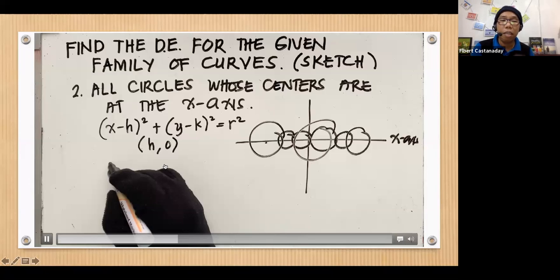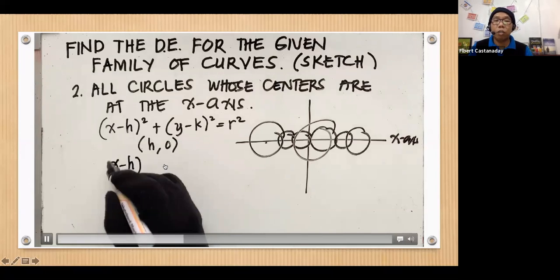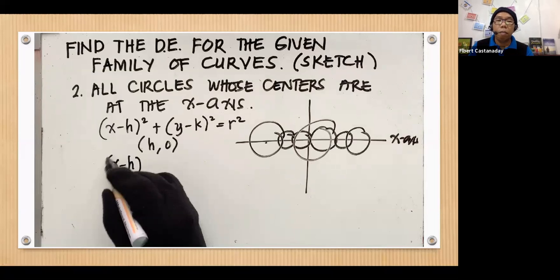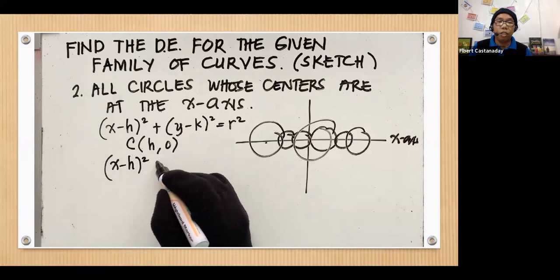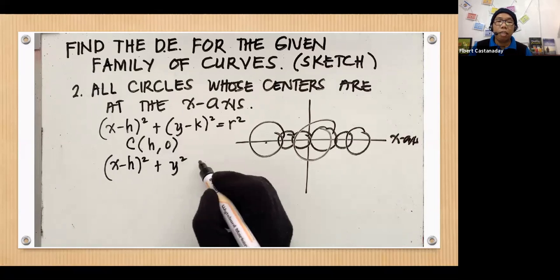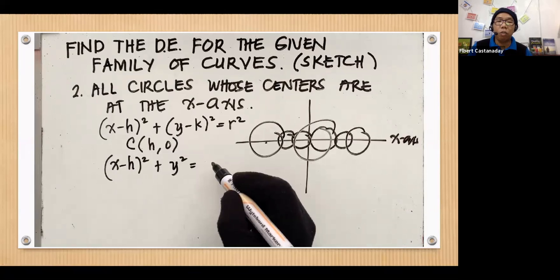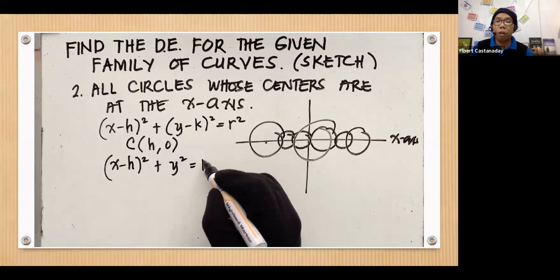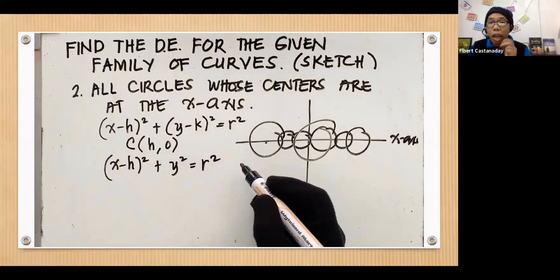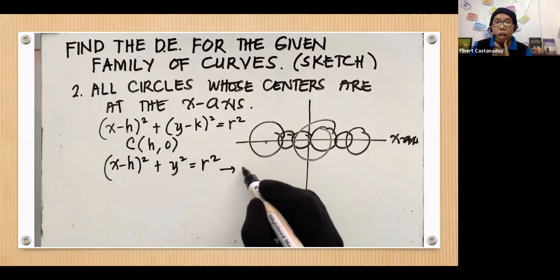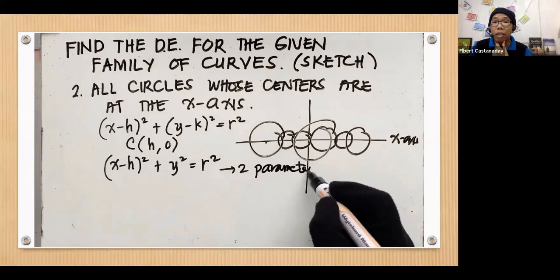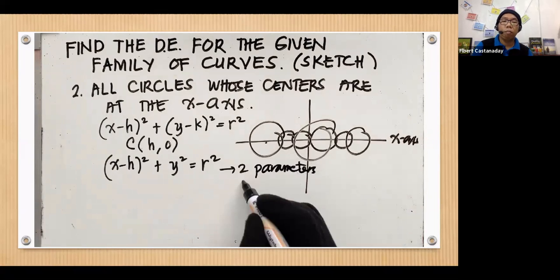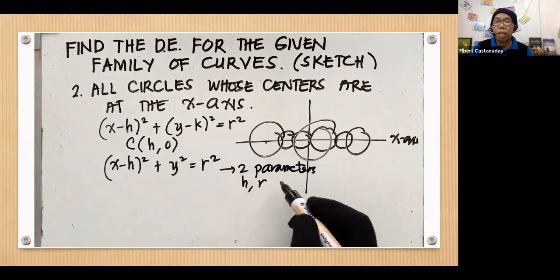Okay, so ibig sabihin, dahil dalawa yung parameters ko, my equation should be (x minus h) squared plus y squared equal to r squared. So I have two parameters which are h and the radius, okay? H and r. So ano ibig sabihin nun?